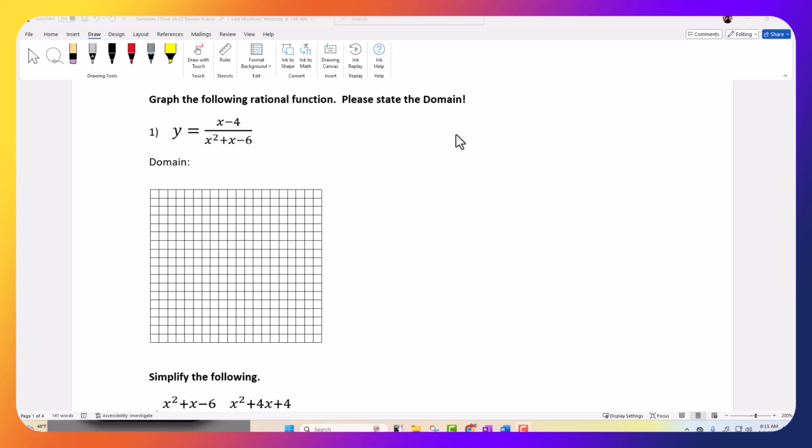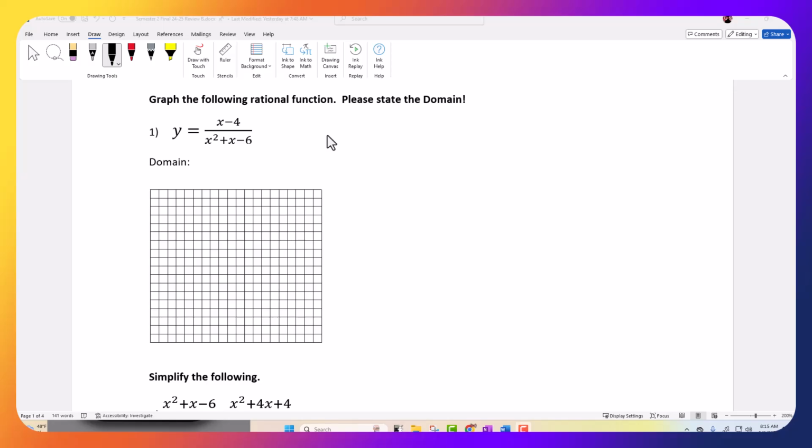Okay guys, so this is the Algebra 2. This is the second version of the review for the year, and so we're going to be going through this version. The other version we'll go through in class, so just kind of keep that in mind. Here in this second version, first question, we need to graph this.